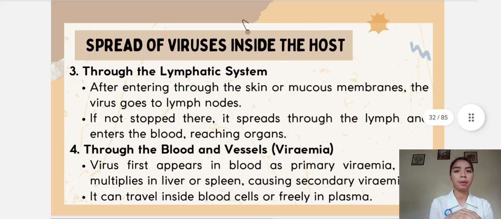The virus first appears in blood as primary viremia, then multiplies in the liver or spleen, causing secondary viremia. So it can travel inside blood cells or freely in the plasma.